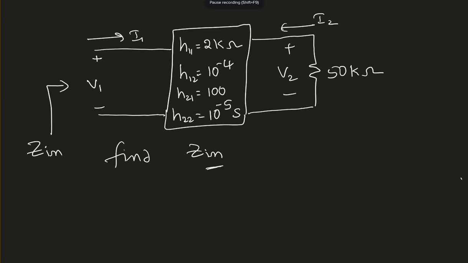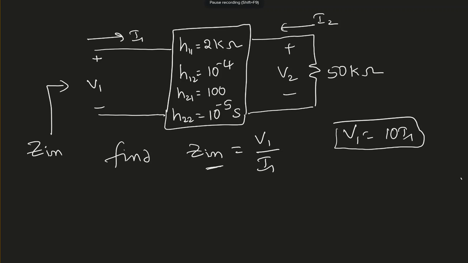Okay. So in this circuit, he's asking us to find the input impedance. So we know that impedance is nothing but V1 over I1. So as long as I have a relation between V1 and I1, say V1 equal to 10 I1 hypothetically, then V1 over I1 will give me 10, which is the input impedance. So at the end of the sum we need to come up with an equation something like this. So that's what we're trying for.